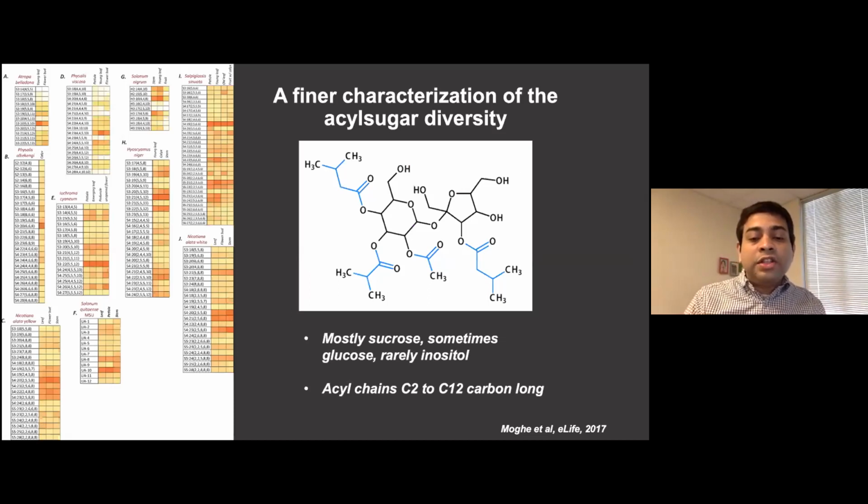And then the acyl chains can also vary. They can change from C2, 2 carbons long, to 12 carbons long, and they can be on different hydroxyls. So there is quite a bit of variation that exists in the acyl sugar phenotype.